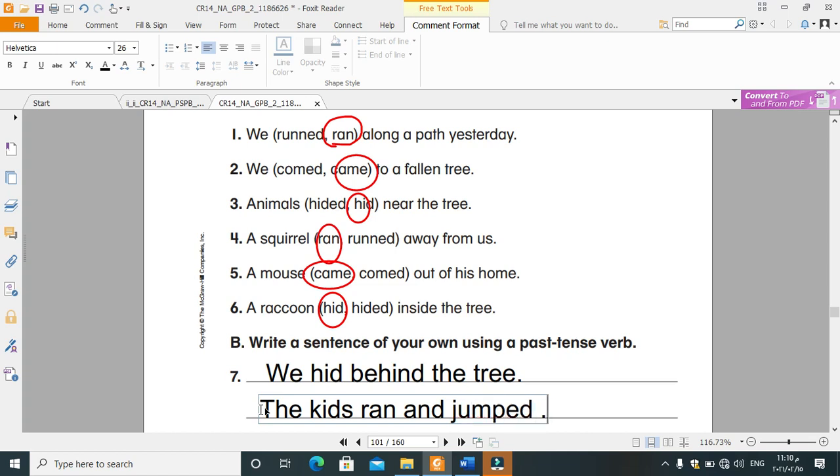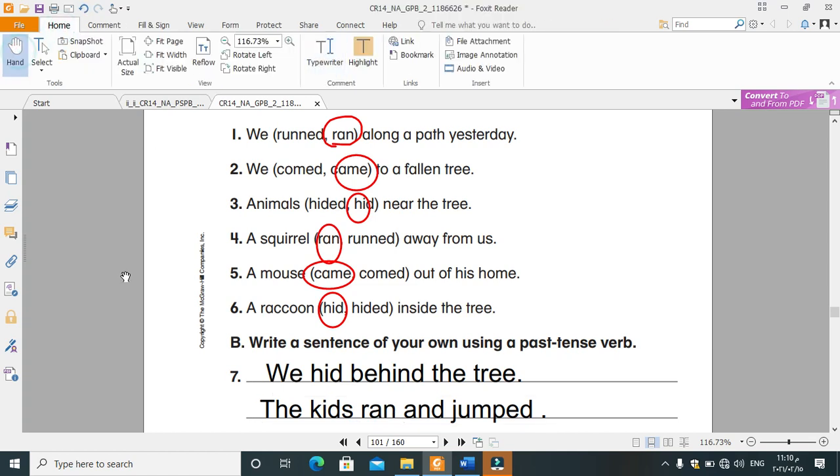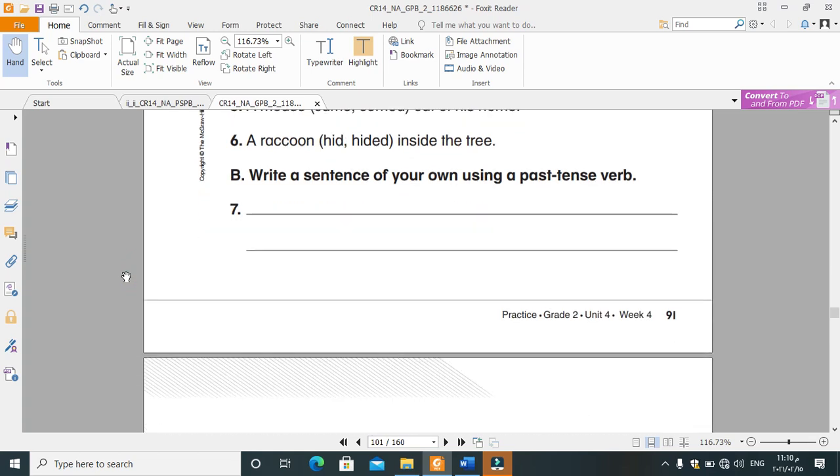Do you see the verb jumped here? What does it have at the end? It has ed. You see ran? The kids ran. So what does it have? No ed here.